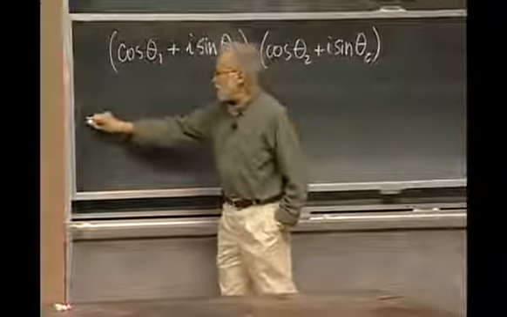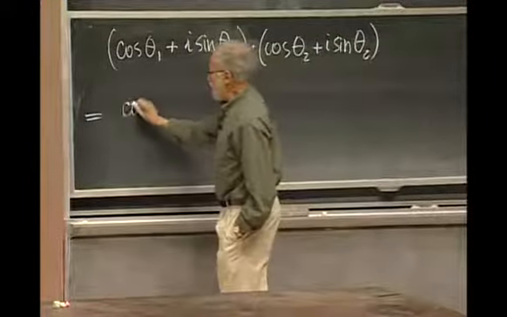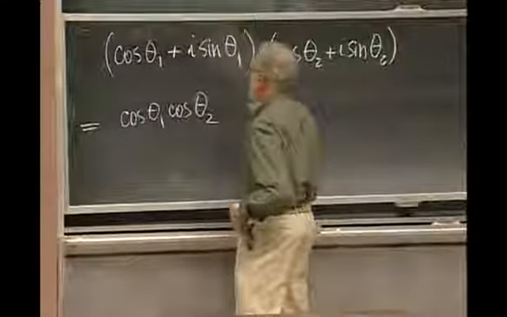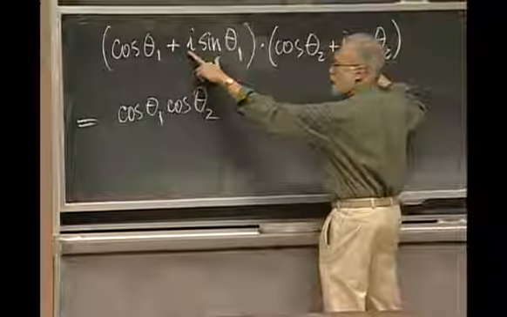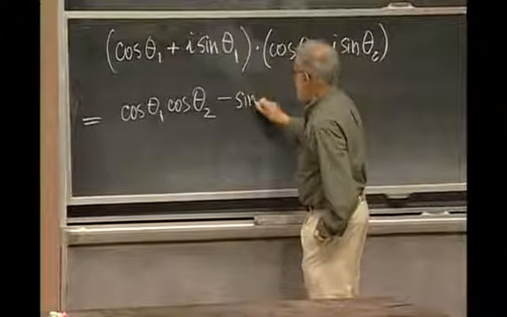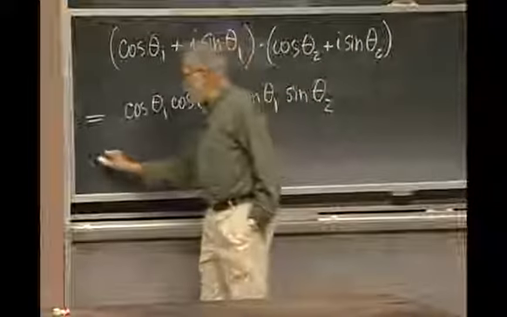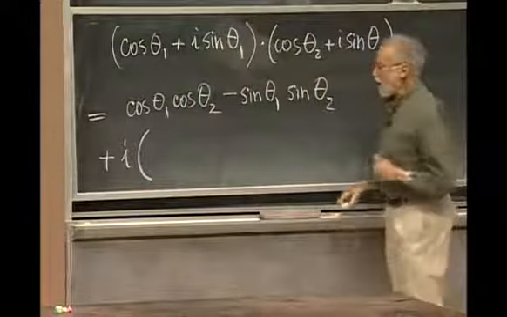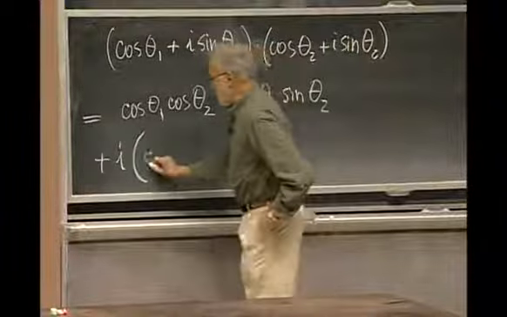Well, again, we'll use the method of grouping. What's the real part of it? The real part of it is cosine theta 1, cosine theta 2. And then there's a real part which comes from these two factors. It's going to occur with a minus sign because of the I squared, and what's left is sine theta 1, sine theta 2. And then the imaginary part, I'll factor out the I, and then what's left I won't have to keep repeating the I. So it will be sine theta 1 cosine theta 2.